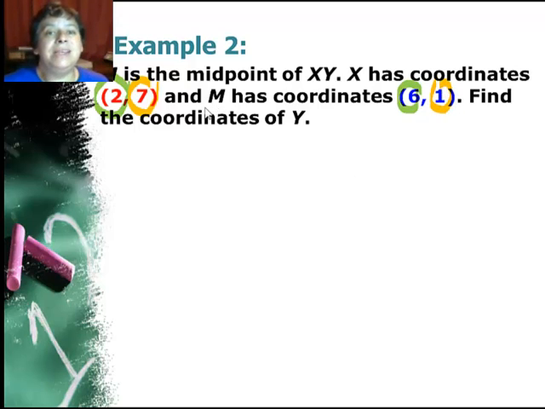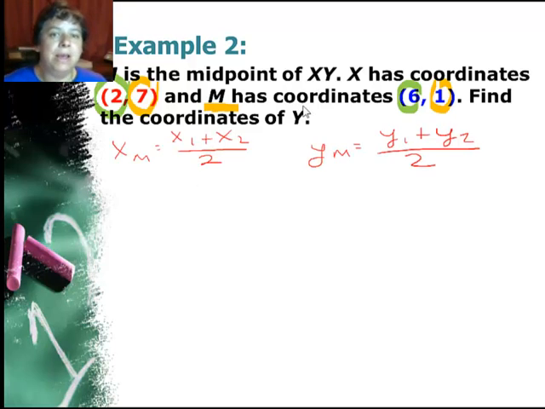But notice that this is a midpoint. That is not an endpoint. So it's not going to be over on the same side. So when I write down my formulas, here's x sub m equals x1 plus x2 all over 2. Y sub m, and we say sub, that means subscript, equals y sub 1 plus y sub 2 all over 2.